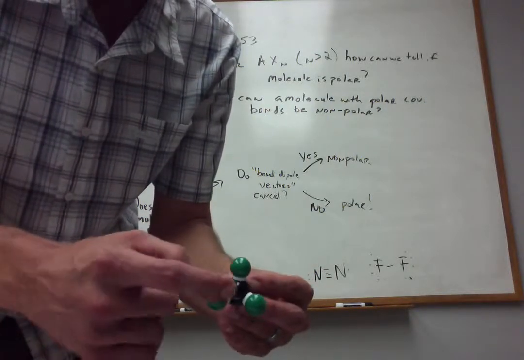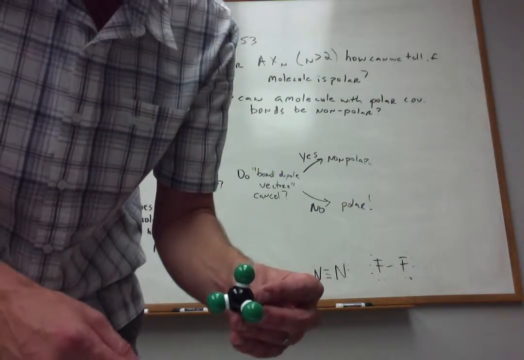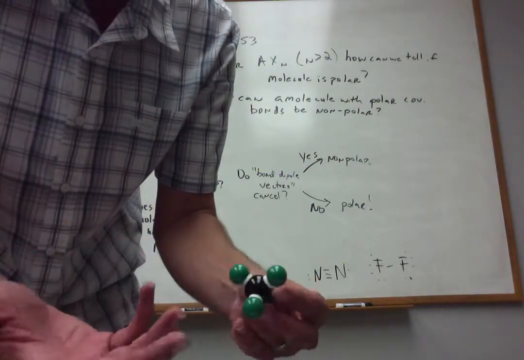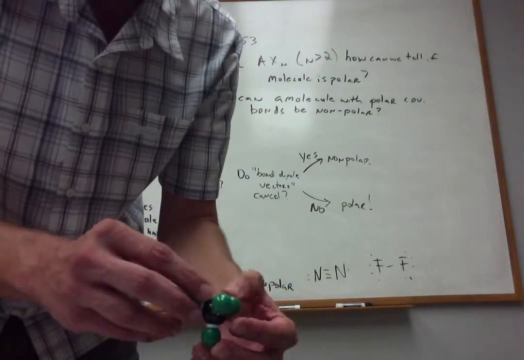Now, would any one bond be polar? Oh boy, that'd be a very polar bond between carbon and fluorine. But it's just that each bond vector will cancel out the other three. If you sum all four together, they cancel. It's a nonpolar molecule.